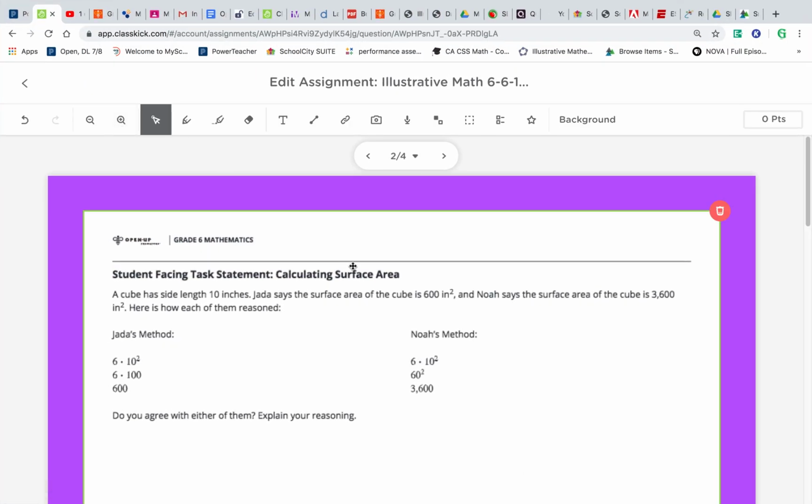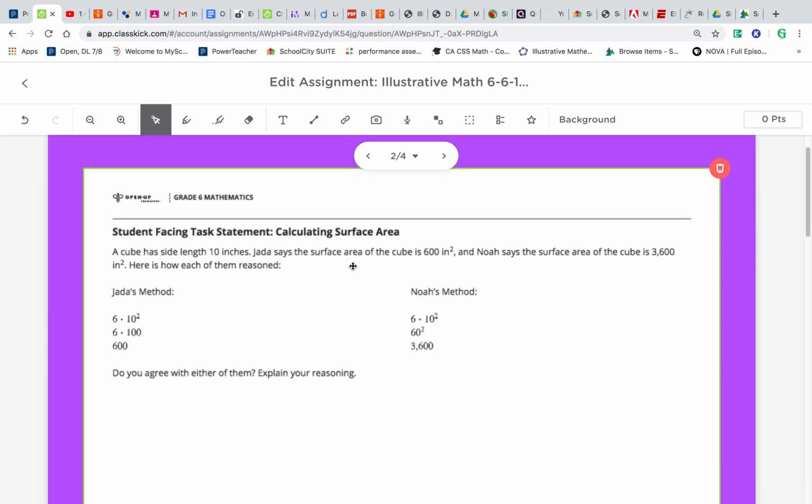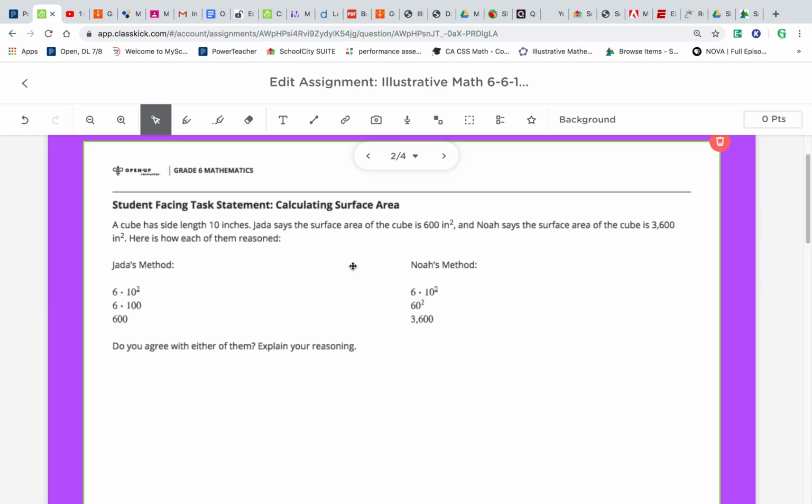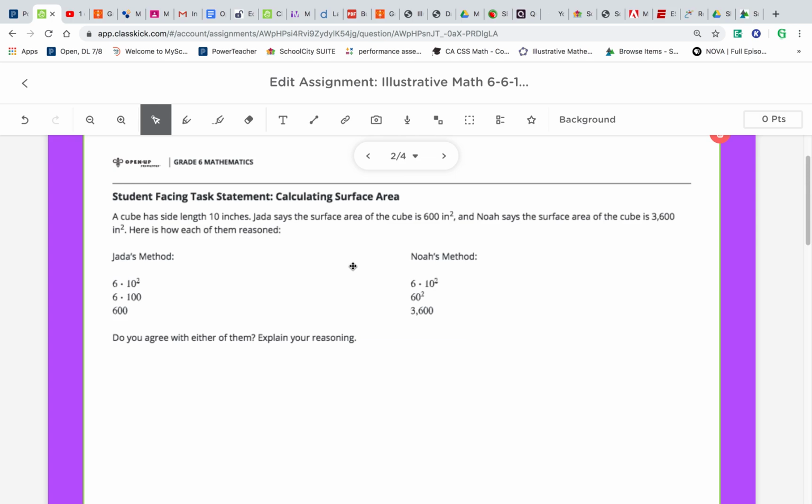All right, we have made it to lesson 14, and this is the first task in lesson 14, and it's going to be a little bit of a reminder, a refresher on calculating surface area. So, remember, to find surface area, you find the area of all of the faces or all of the sides of the figure that you are trying to find the surface area of. So, in this case here, we're talking about a cube.